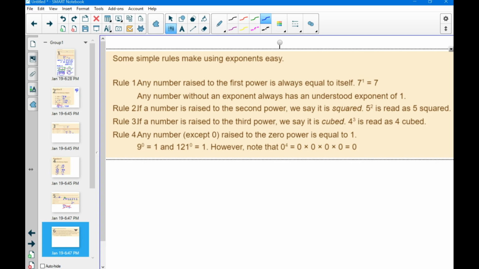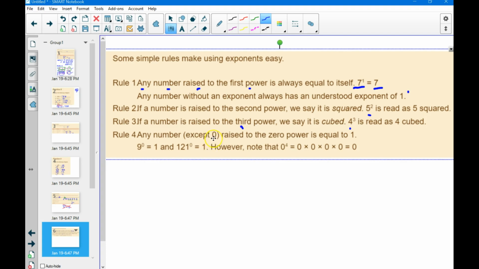For example, if we have 7 to the power of 1, that means it's 7. So any number raised to the power of 1 is that number. No worries. And if you have a number with no exponent, the exponent is considered to be 1. If you have a number raised to the second power, we say that number is squared, and it's read as 5 squared. If you have a number raised to the third power, we write it like this, 4 to the power of 3, and we say the number is cubed.